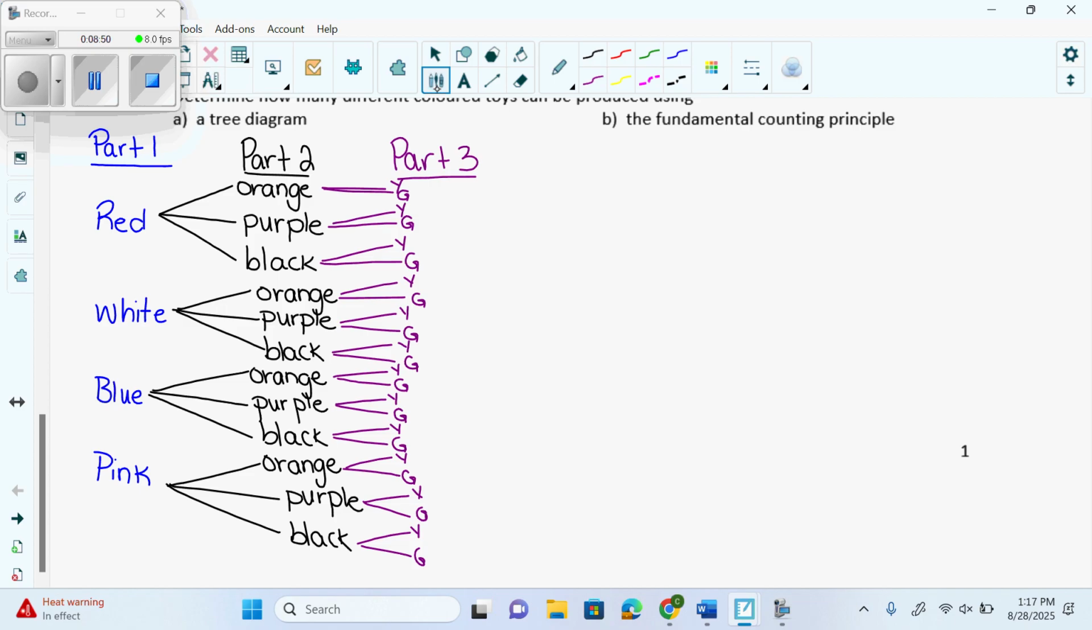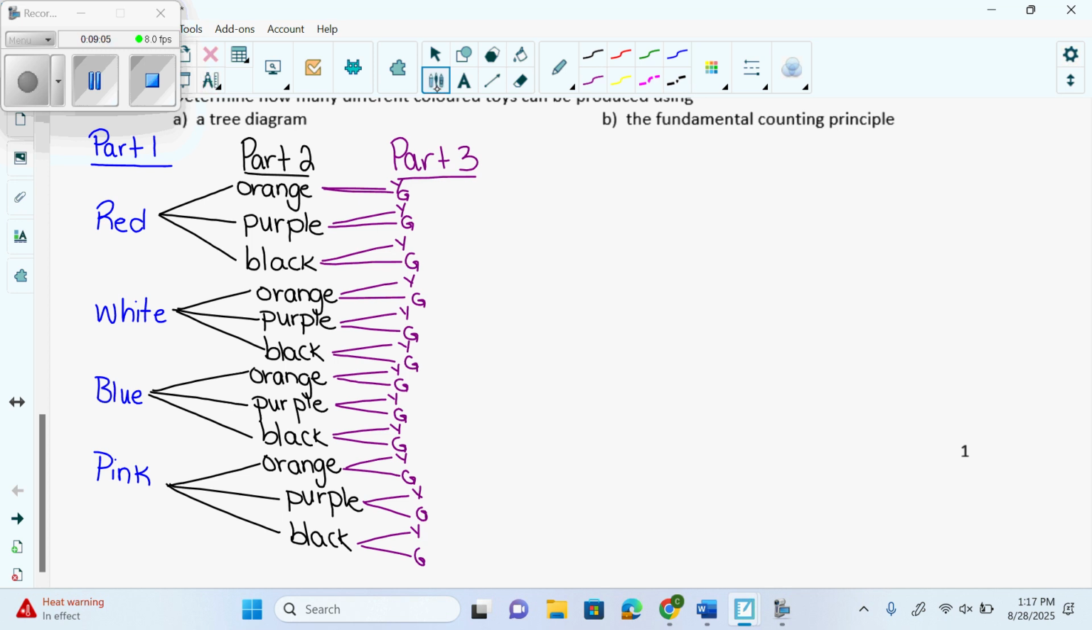So now instead of 12 toys, how many would I have? 24. All you did was what? Double it. You times by 2 because there were 2 more options, right? So each of those 12 options now has 2 more options, which makes it 24.